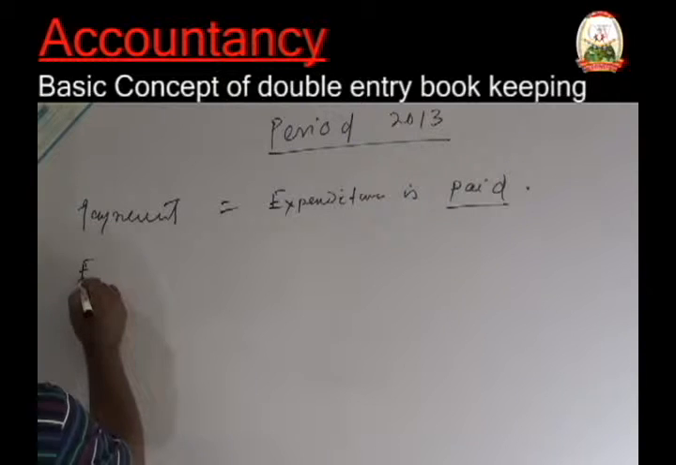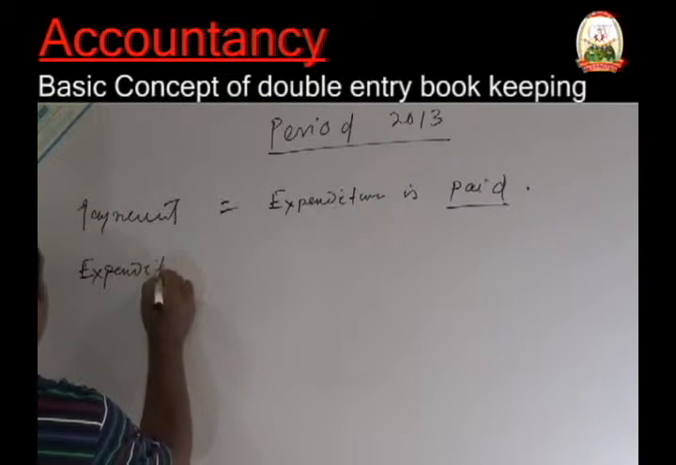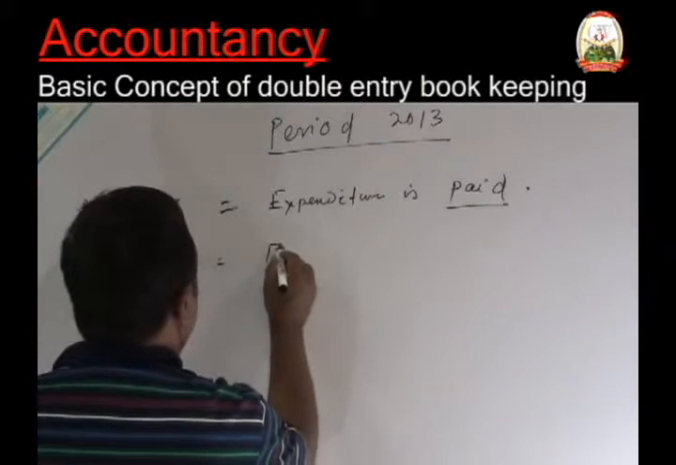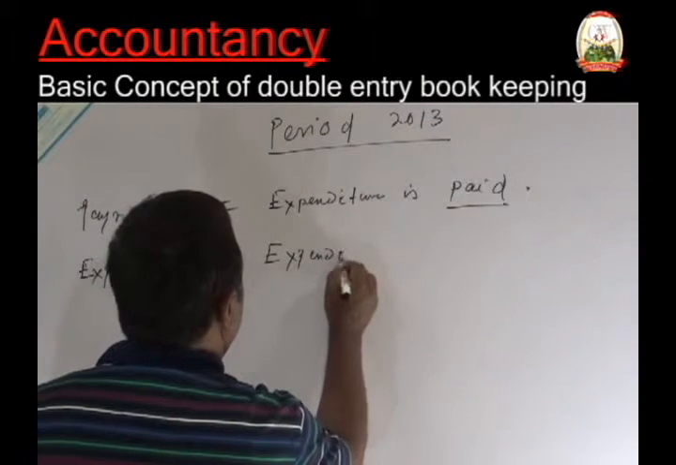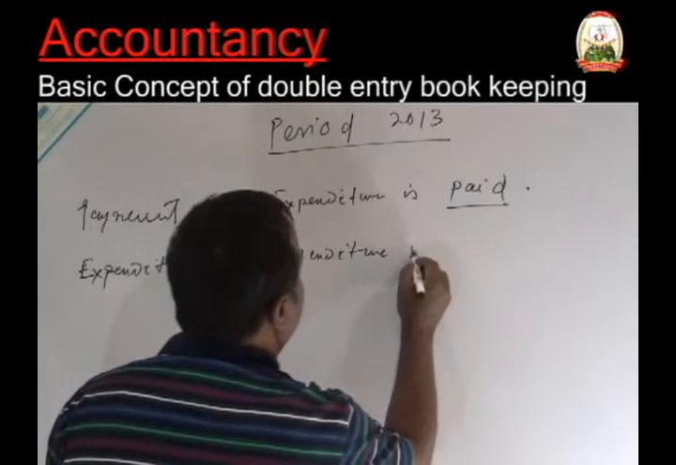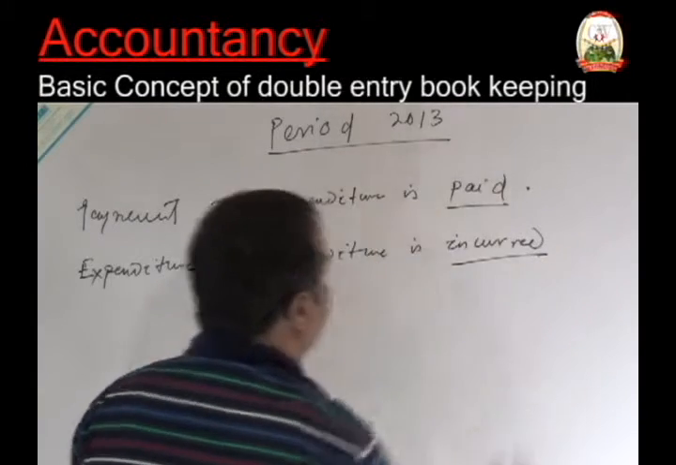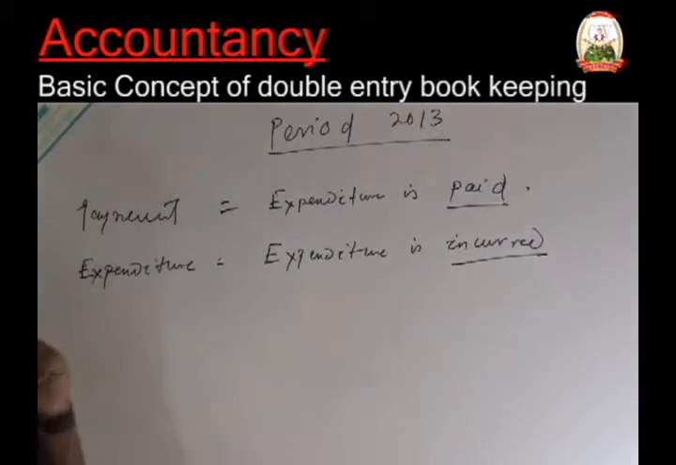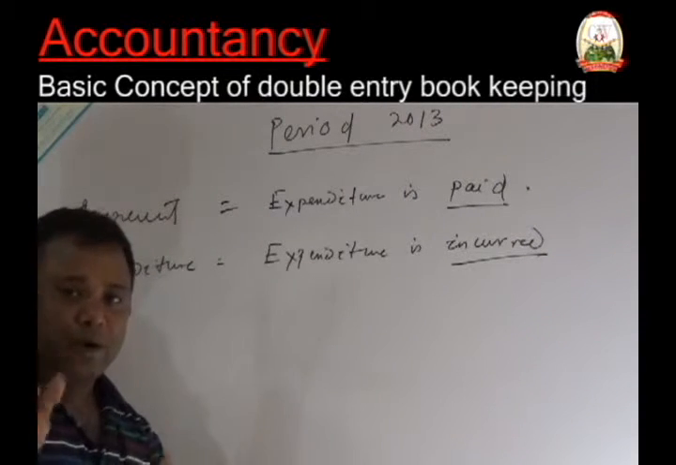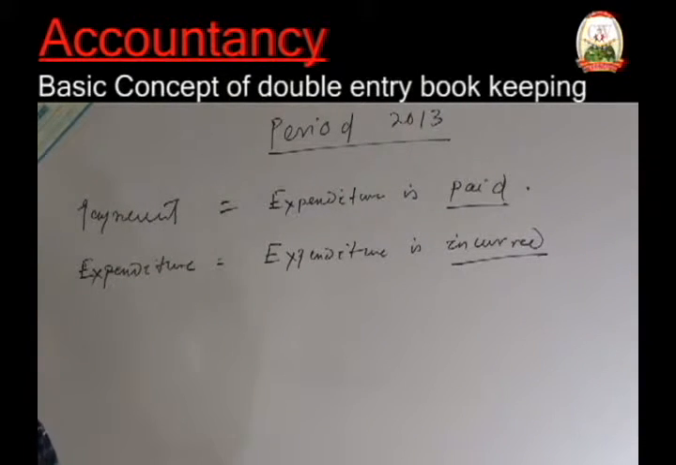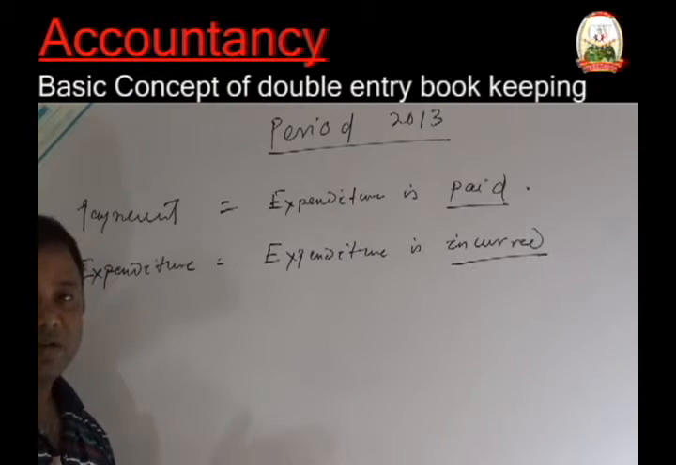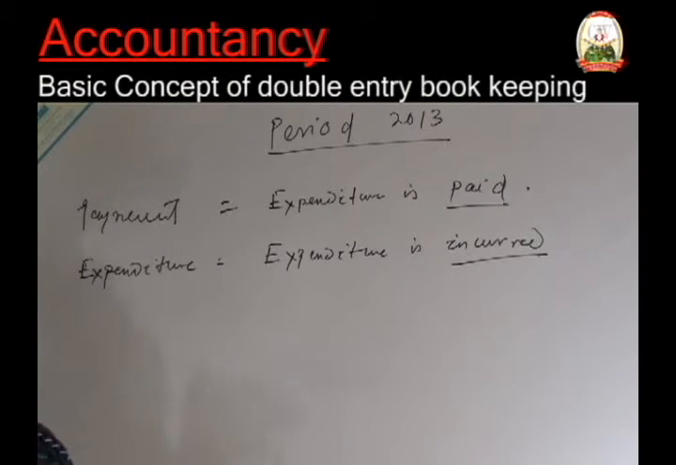Whereas expenditure is incurred. The appropriate verb for expenditure is incurred. The incurred verb focuses on a particular period. The incurred verb is used for the expenditure which is related to a particular period. The paid verb is used for the expenditure which is paid during a particular period.